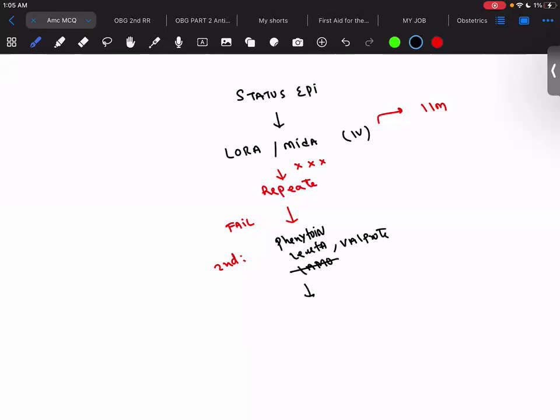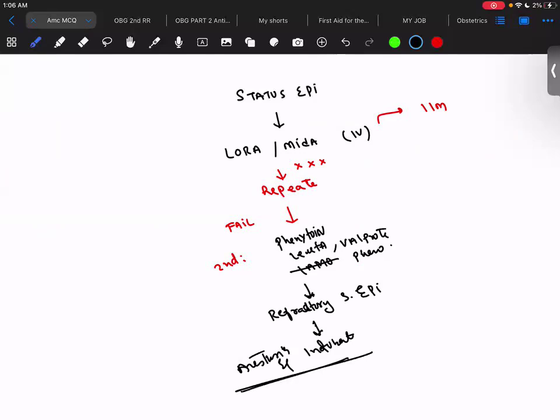If it fails, we also have phenobarbital. If that fails, that is what we call refractory status epilepticus. At that time, we have to give anesthesia and intubate the patient. That is what you need to do. That's it.